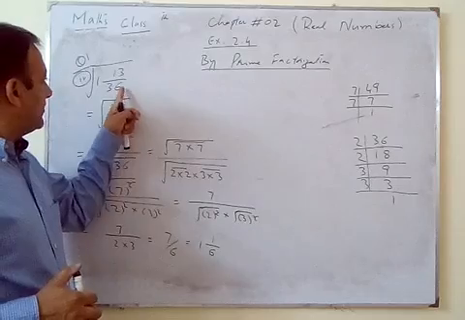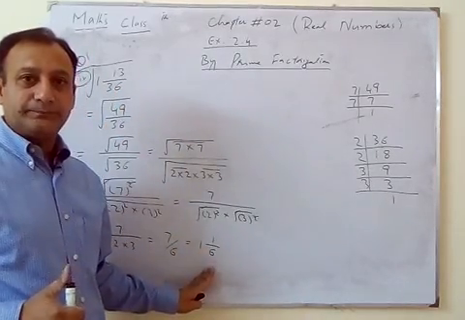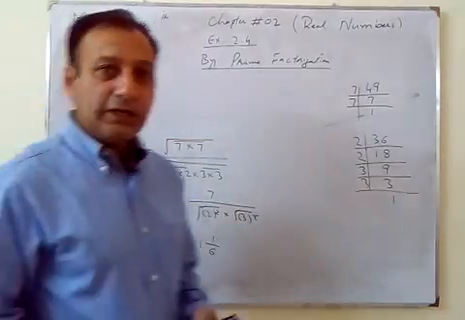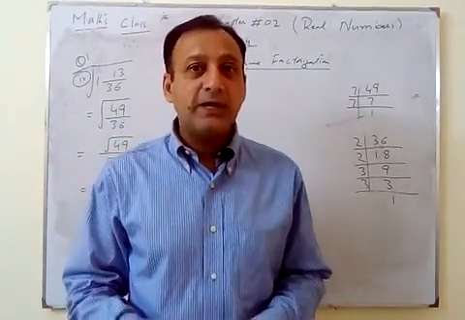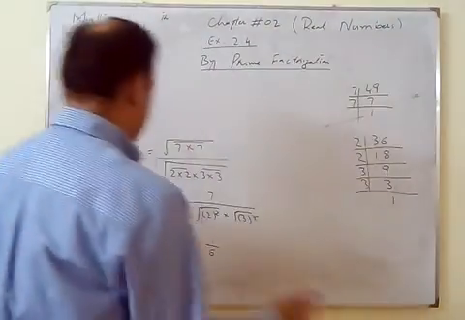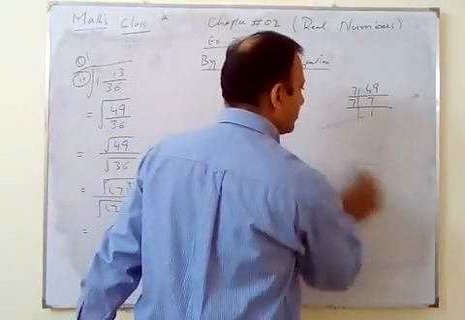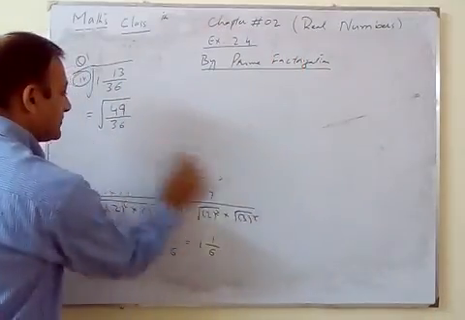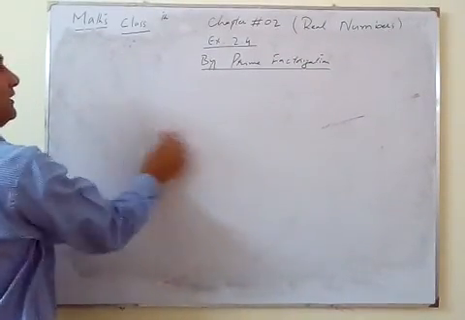This question is in a compound fraction, so the answer must be in a compound fraction. If the question is a common fraction, we write the answer in a common fraction. If the question is a decimal fraction, we write the answer in a decimal fraction. So here, this is the correct answer, 1 whole 1 by 6. So this was the question of prime factorization.